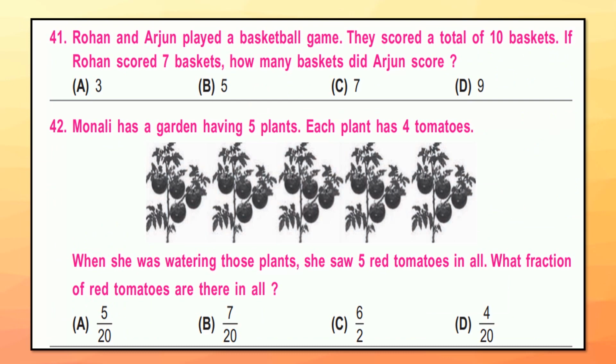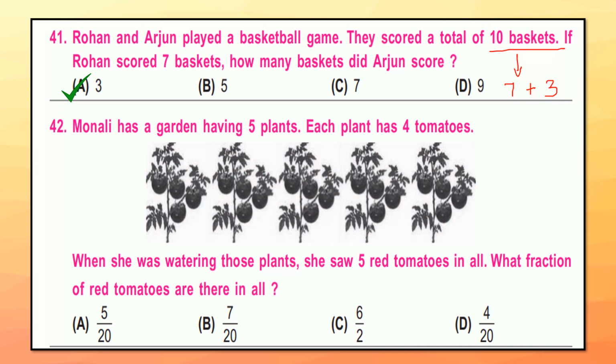Question number 41. Rogan and Arjun played a basketball game. They scored a total of 10 baskets. If Rogan scored 7 baskets, how many baskets did Arjun score? The question says that they have scored a total of 10 baskets. So 7 baskets have been scored by Rohan. 7 plus what will give us 10? 7 plus 3. So therefore Arjun has scored 3 baskets. The correct answer is option A, 3.